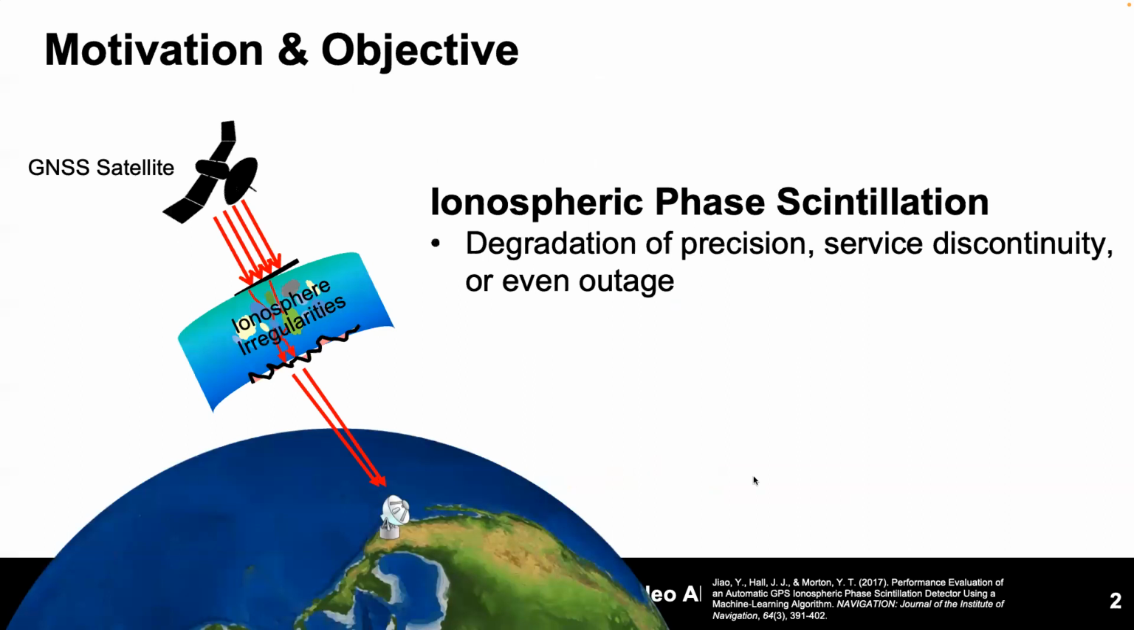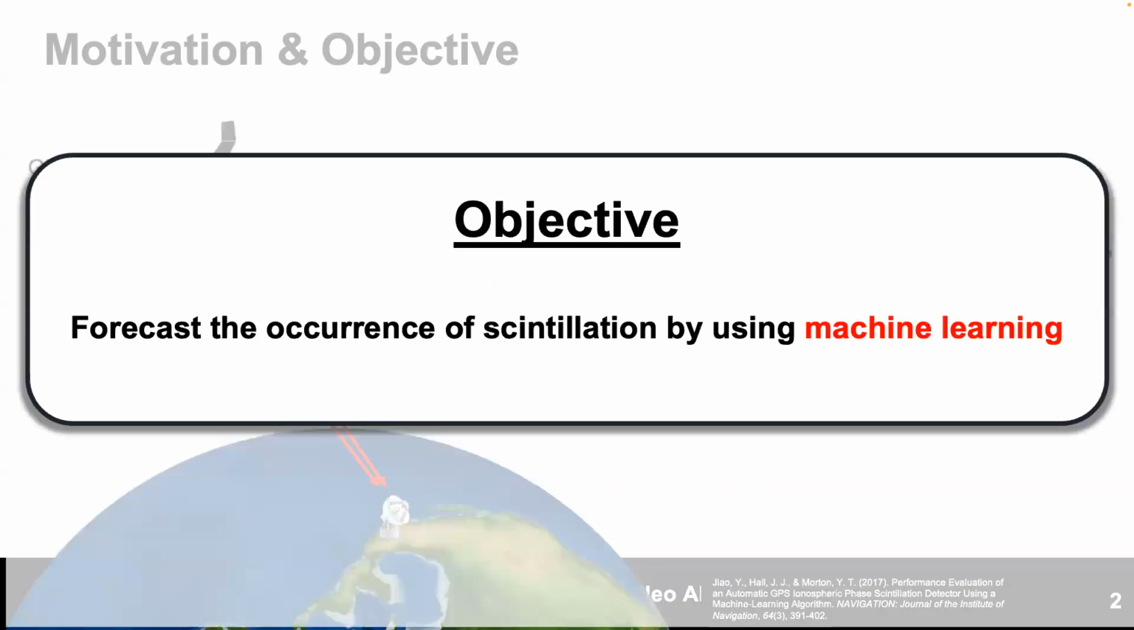Here is the motivation and objective. Ionospheric phase scintillation refers to rapid phase fluctuation of GNSS signals propagating through ionospheric irregularities. The reason we care about scintillation is that its occurrence may lead to degradation of precision, service discontinuity, or even outage. So the objective here is to forecast the occurrence of scintillation by using machine learning.